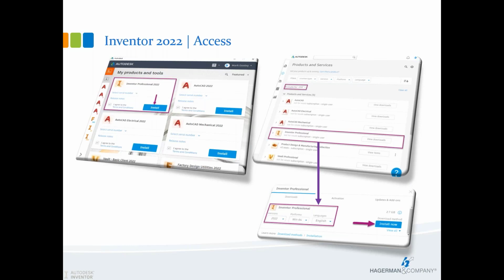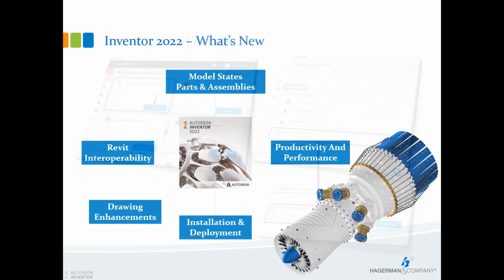So in this case, in the screenshot here, I've got the version sorted by 2022, select Inventor Professional, and then select the version you want to download there, and then install now does the browser install. There's also different installation methods or download methods, the browser install as well as the desktop utility installer. So you've got different options there.